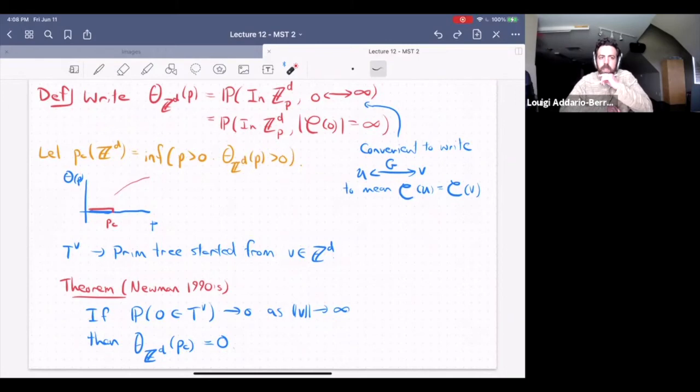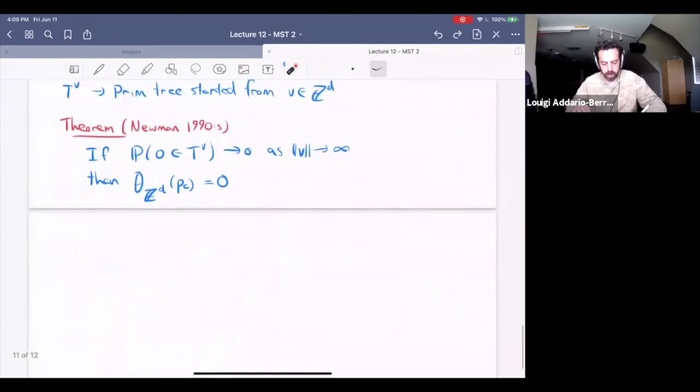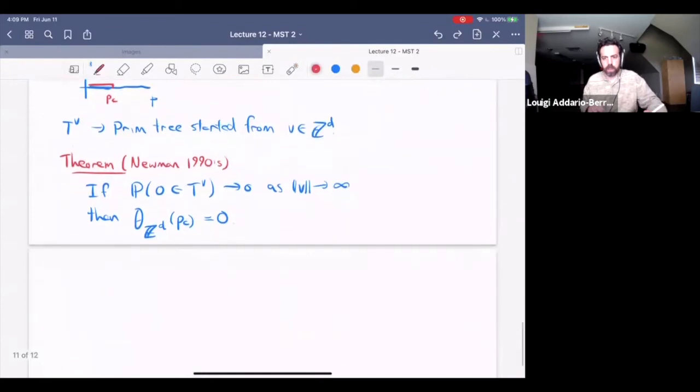Is the statement clear? So there's a question in the chat about whether this theorem is about Z^d or about transitive graphs. I'm just thinking about the proof. I think we'll see in the proof that it uses unique infinite components. It does use unique infinite components, but maybe not more than that. Okay, so any other questions before I go on with the proof?